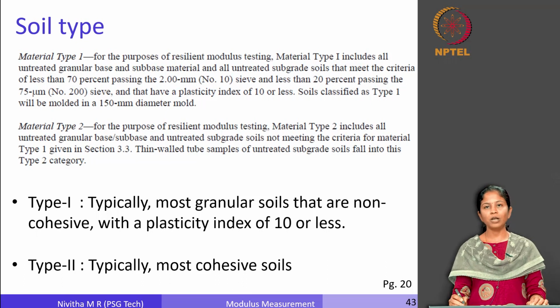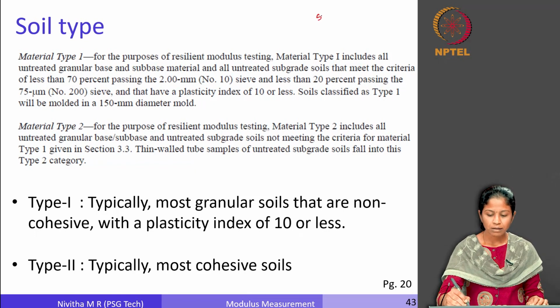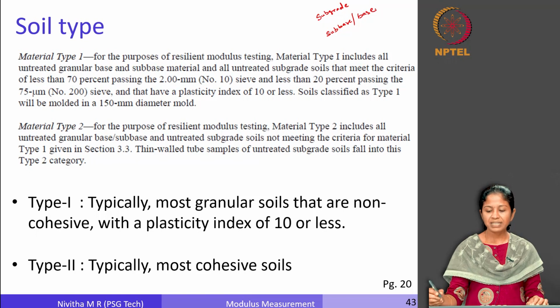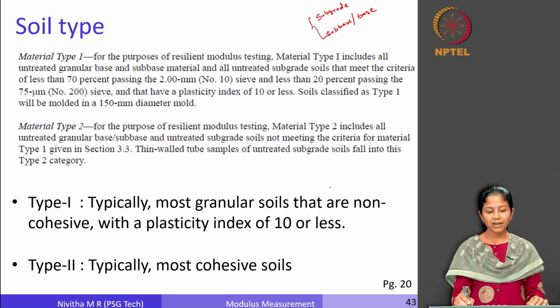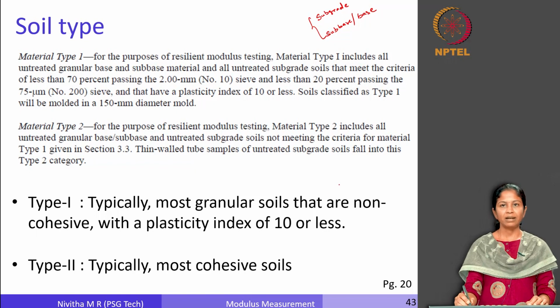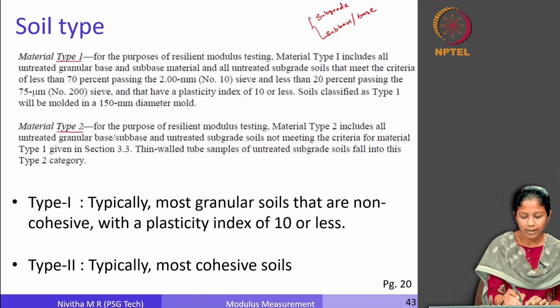So, this resilient modulus procedure is defined differently for subgrade material and subbase or base material. Basically, the procedure is the same except that the confining pressures are slightly different for these two categories of materials. So, this is one variation. Another variation is the type of material. They specify two types of materials, which are type 1 and type 2.